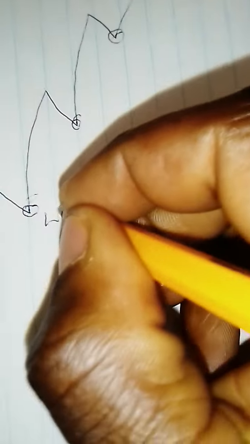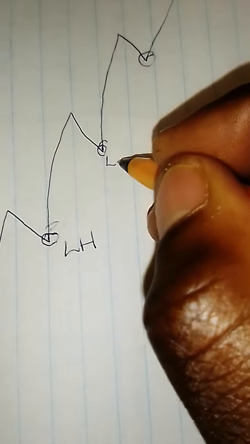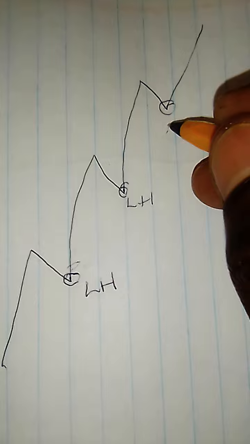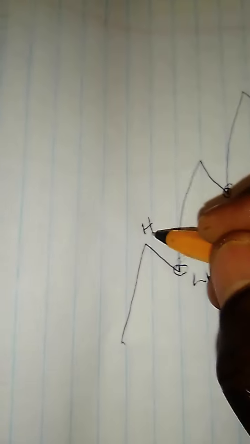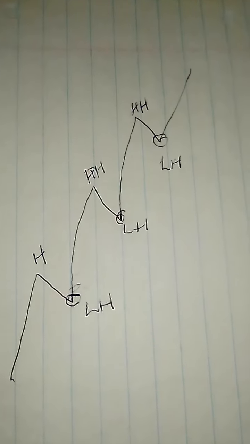On an uptrend movement, we are having a pattern like this one. As you can see, we have what we call a lower high here. We call this one a lower high, another lower high, another lower high here, guys. And then here we are having a higher high, a higher high again, a higher high again. As you can see, the pattern that I have drawn here, guys.